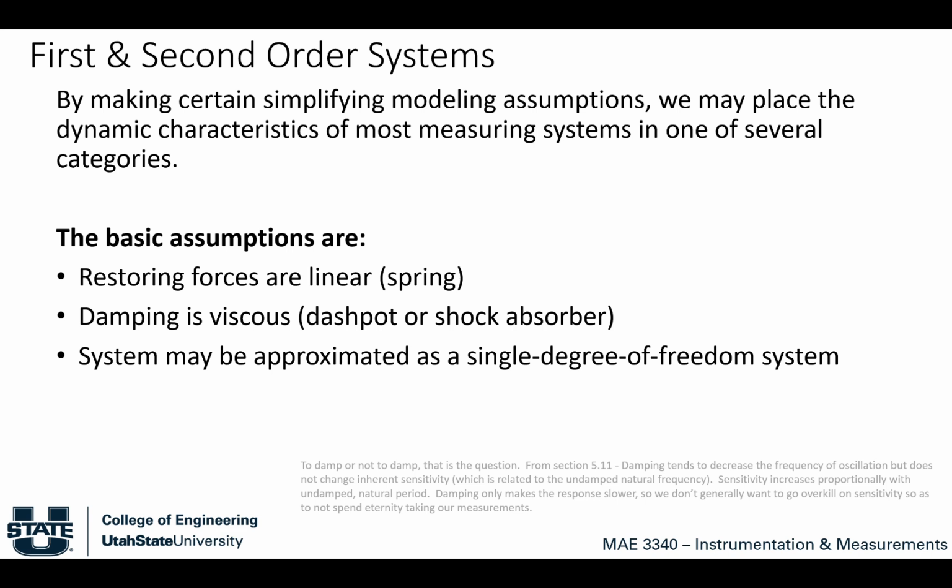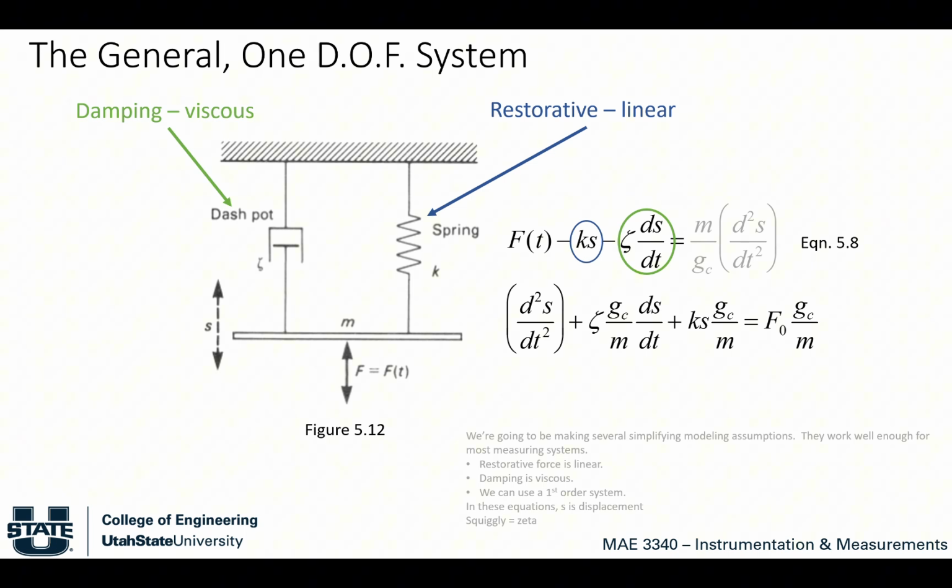So the basic assumptions for first and second order systems are that we have a restoring force like a spring. We've got something that's damping and it's viscous, like a dashpot or a shock absorber. And then the system can be approximated as a single degree of freedom system. So in general, a one degree of freedom system is going to have viscous damping and a linear restoring force, and we're just moving the mass up and down.